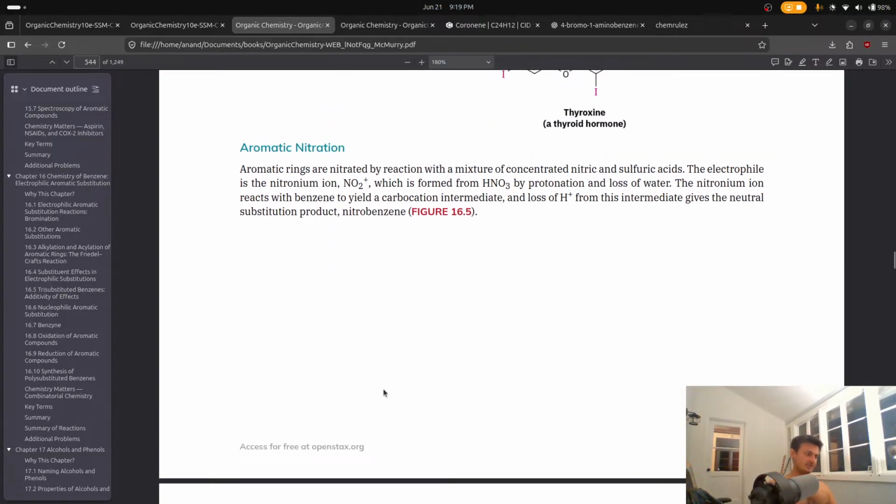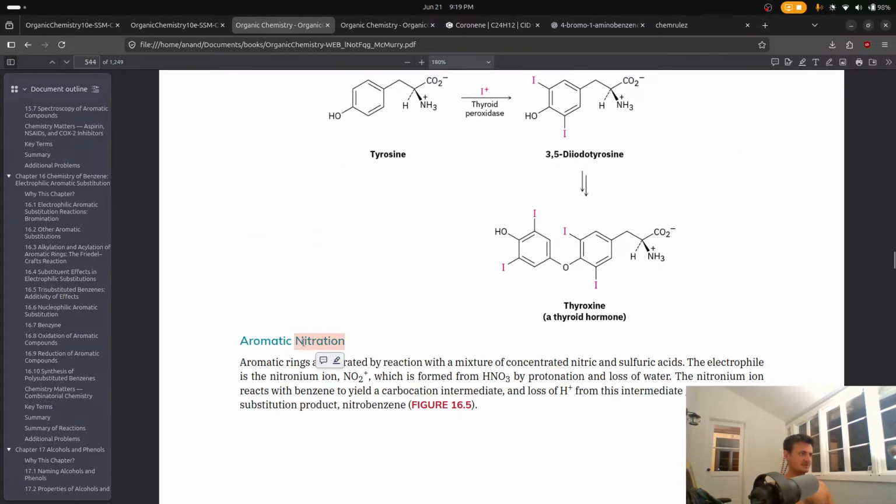All right, let's get into this. I feel like this is interesting because these things are explosive. Aromatic rings are nitrated by reaction with a mixture of concentrated nitric and sulfuric acid. I've seen people on YouTube do this a lot, actually. The electrophile is the nitronium ion, NO2 plus, which is formed from nitric acid by protonation.